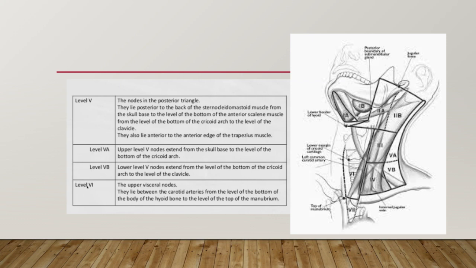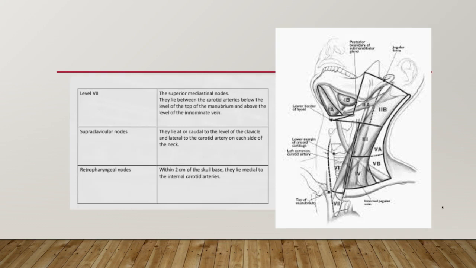Now, level 6 is otherwise known as the upper visceral nodes, which you can see here. This is the upper visceral group of lymph nodes. It lies between the carotid arteries on both sides, from the level of the bottom of the body of the hyoid bone to the level of the top of the manubrium. So, this is the level of the manubrium, between this clavicle and this clavicle. Between the manubrium and the hyoid bone, in the central region between the two carotids, is level 6.